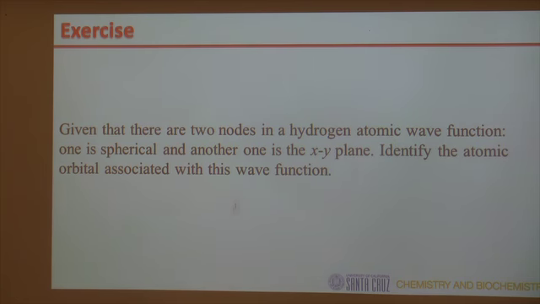In general, the number of angular nodes is L, and the number of radial nodes is n minus L minus 1. No, you already messed up. Angular node is L. Radial node is n minus L minus 1. So based on that, n equals what? L equals what? L equals 1. N equals 3. Okay, don't make a mistake again, okay?